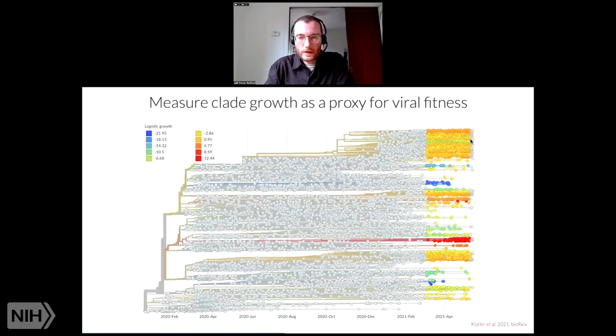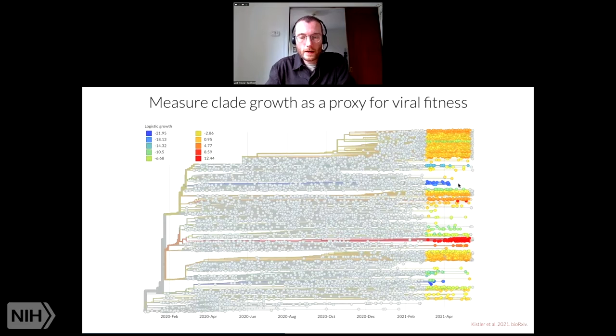And we look at clades that are circulating. A clade is a particular viral lineage that descends from a common ancestor. There'll be clades that are growing in frequency, in red. This is actually Delta here. And then clades that are declining in frequency here in blue.